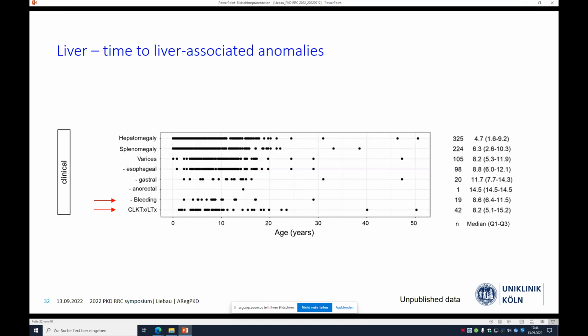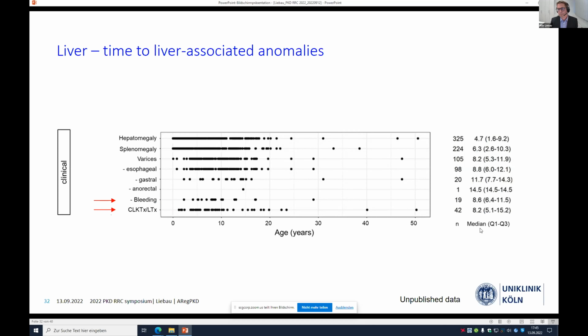In general, we are now looking at liver disease a bit more in detail. Again, this is unpublished data where we look at the time to event analysis. So each dot is like the first documentation of the indicated clinical finding in our registry. And you can see here the numbers, and this is the median age for the corresponding finding. And you see that the main complications like bleeding or the need for a transplant, there we find a median age of 8.2 or 8.6 years.